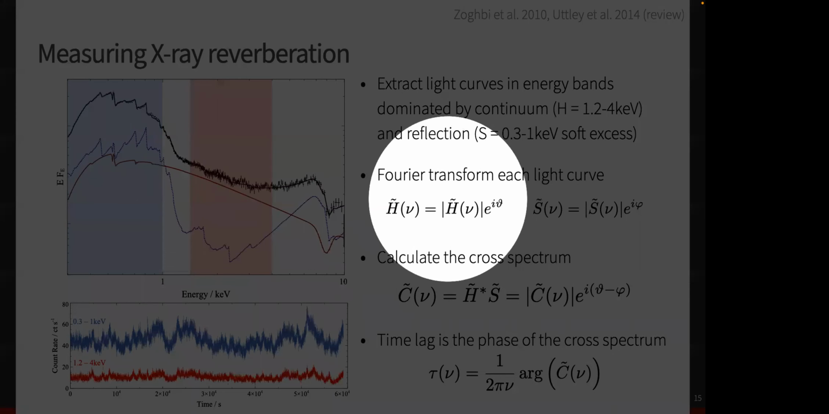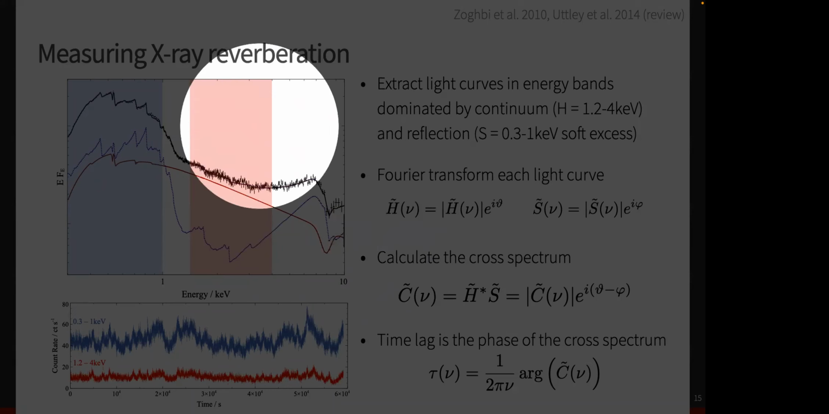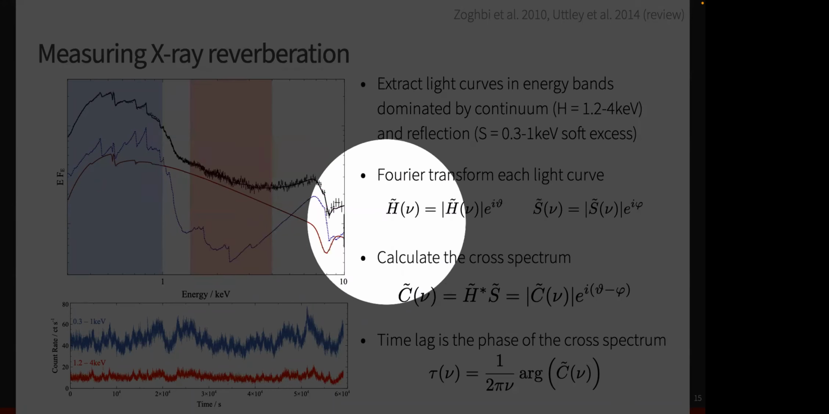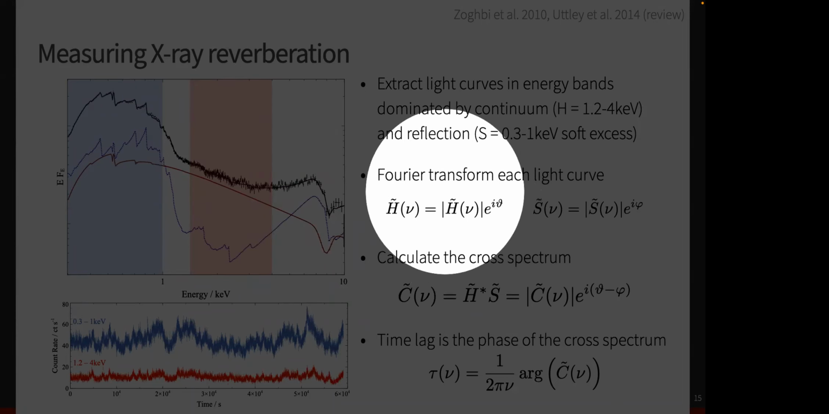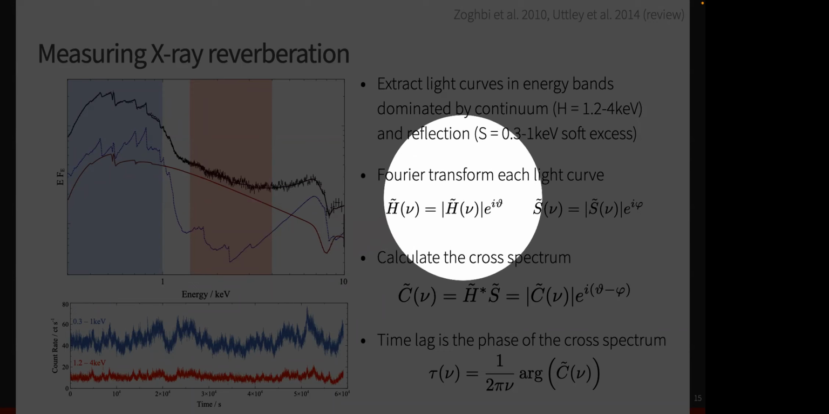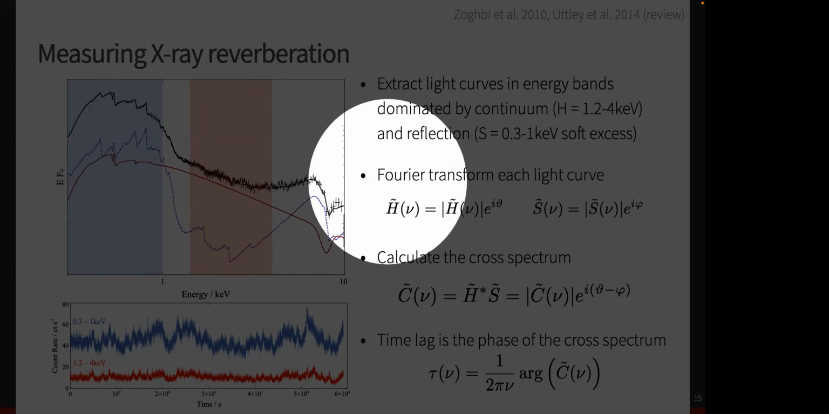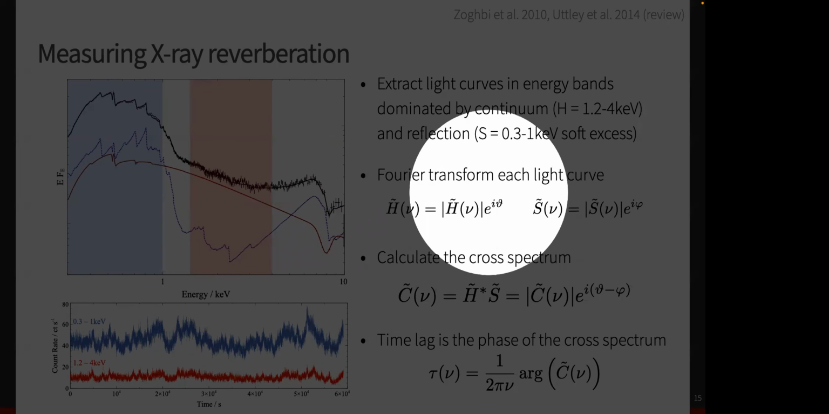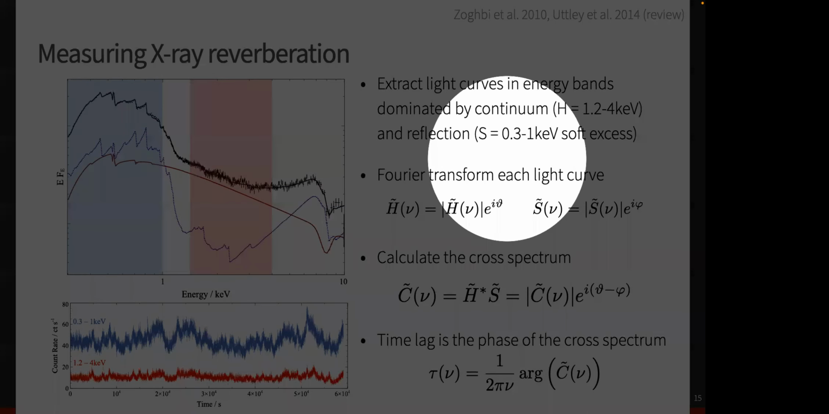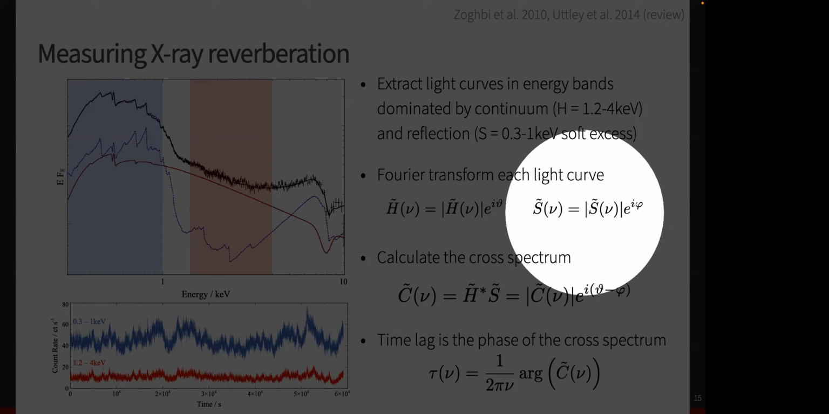If we write it down as a complex number, H is my hard band in red, S is my soft band in blue. The Fourier transform of H is equal to the amplitude of the Fourier transform. So this first term here, this magnitude of H term, is the amplitude of each frequency. But then each frequency also has a phase that I write down as an angle, e to the i theta for the hard band, e to the i phi for the soft band.